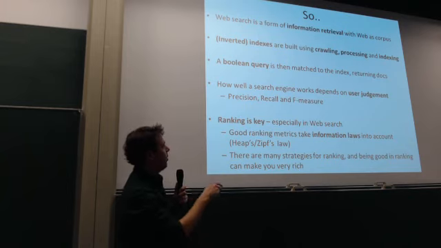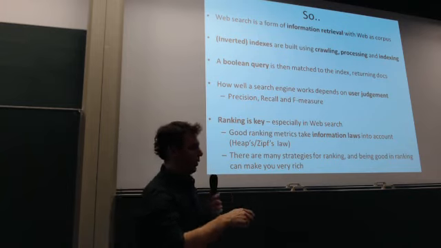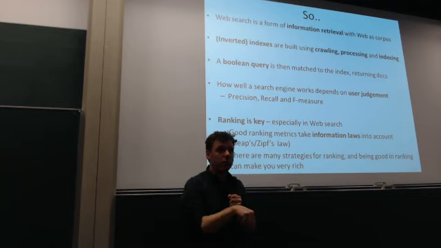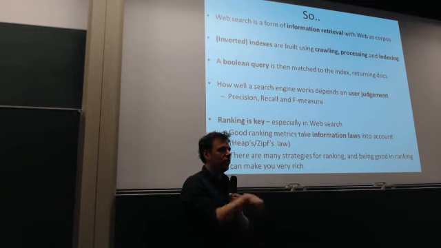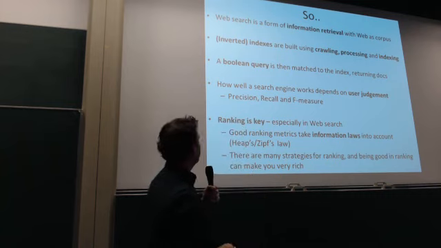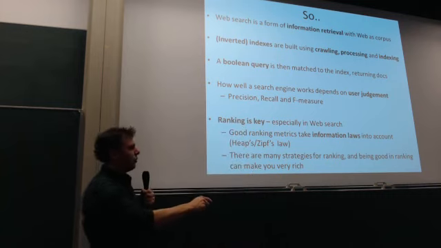Right, but what's important also is that you can actually see that to know whether this is working. There's all kinds of existing metrics that require the use of judgment. So this is nasty because now we can't do it all in silico. We have to ask people. We have to go out and talk to people. Right, so again, ranking is key, and good ranking metrics take information loss into account.